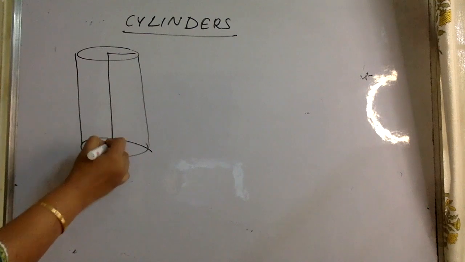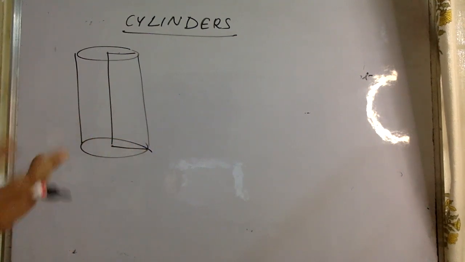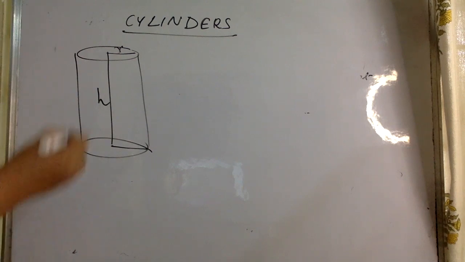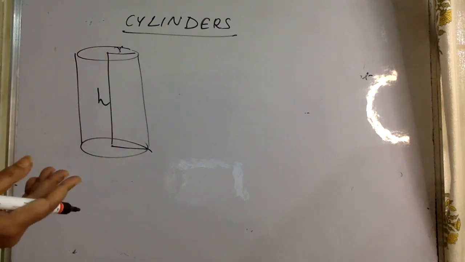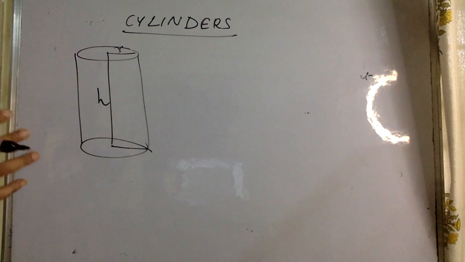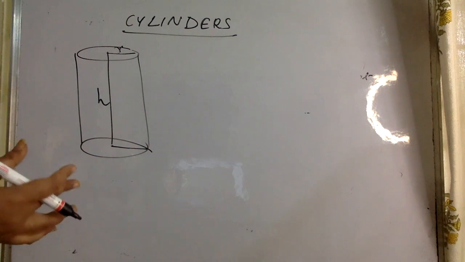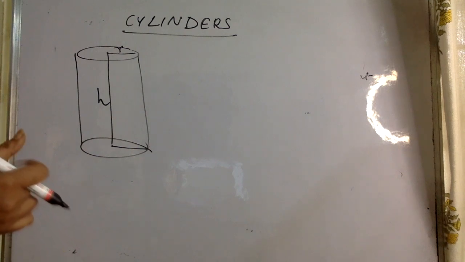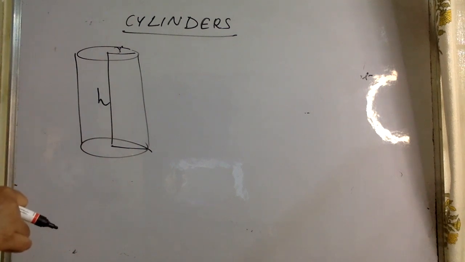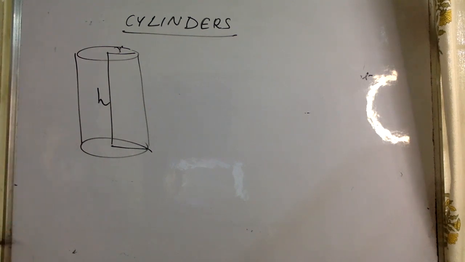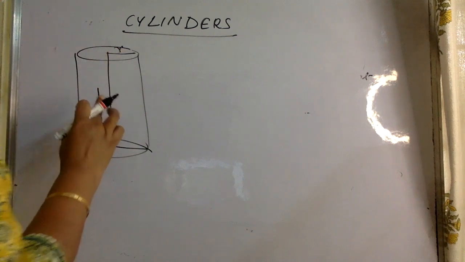Here, remember, we just need two things to draw a cylinder. If we know the radius and we know the height, we can know the cylinder. Just like we need to know the radius in order to draw a circle, we need to know the side of a square in order to know the square, we need to know length, breadth and height in order to draw that particular cuboid. So here only R and H is required.